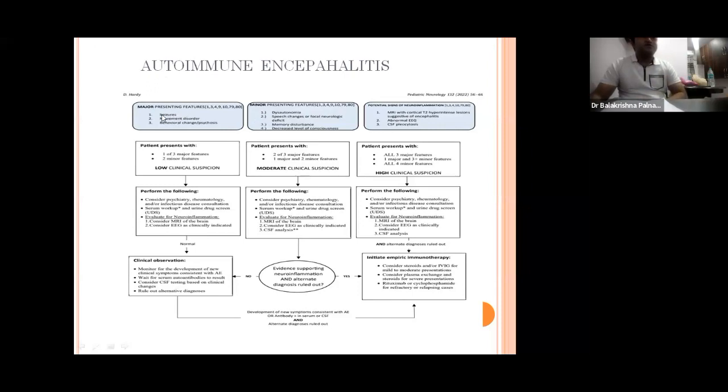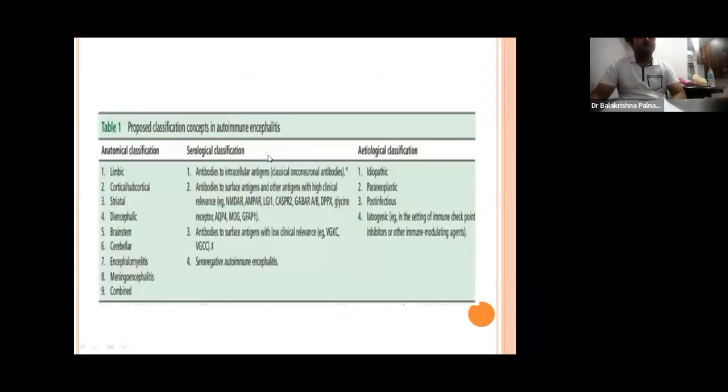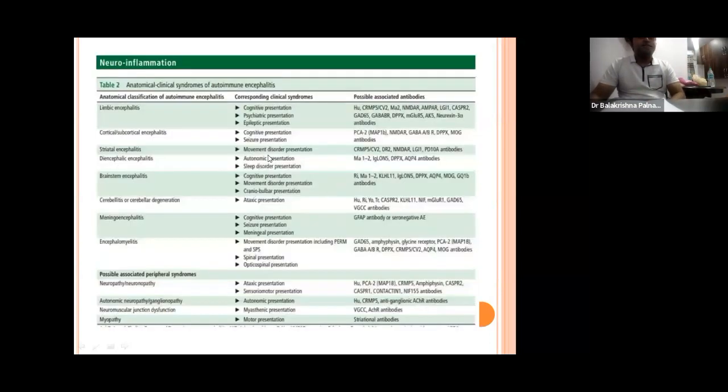So our child is having, what are the major presenting features? Seizure is there and behavioral changes are there, I mean psychosis. The child is having a gradual drop in the sensorium, behaving abnormally. Minor presenting features: decreased level of consciousness is there, and focal neurological deficit or speech changes are there. Potential signs of neuroinflammation: MRI is normal, abnormal EEG, yes. So our child is currently fitting into moderate clinical suspicion. 2 of 3 major features are present: one is seizure, the other is behavioral change, and minor features are there. So we'll go to the next step. I'll come back to this slide.